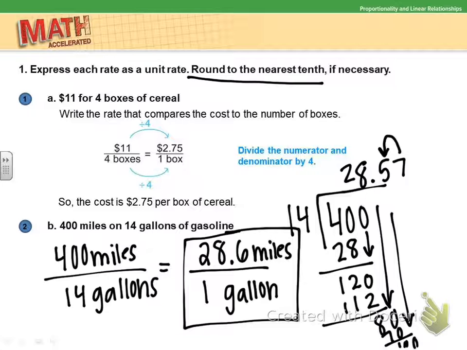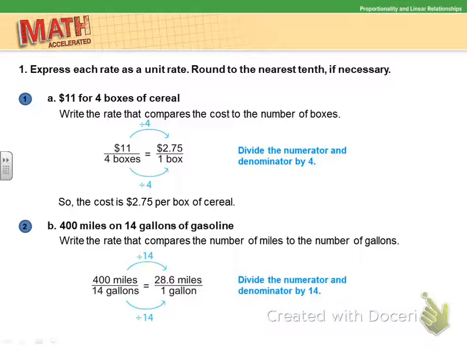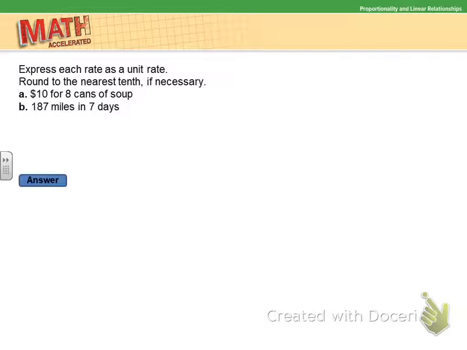All right, y'all are going to work C and D. So you're going to figure out how much you're paying for 1 can of soup, and I want you to tell me how many miles you're going in 1 day. It gives you the rate and wants you to find the unit rate.